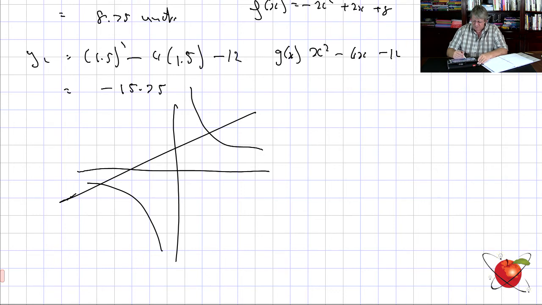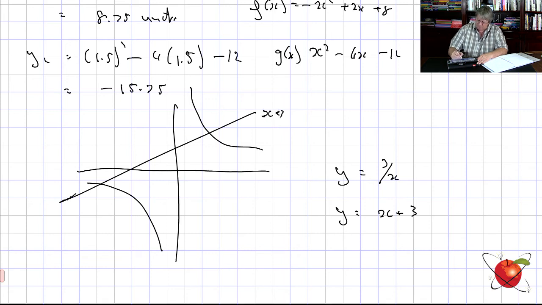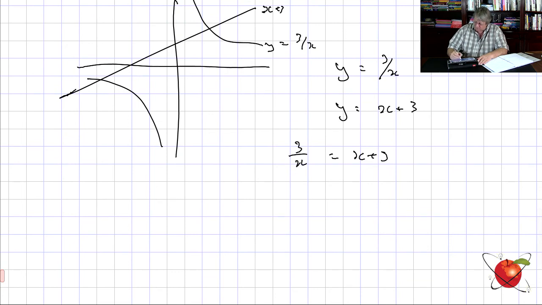Remember, this is going to be, let us say, y is equal to 3 over x, and your other line, y is going to be equal to, let's say, x plus 3. This is x plus 3. This is y is equal to 3 over x. When you're working with hyperbolas, you're going to get 3 over x equal to x plus 3. Remember the trick to solve this? Multiply through by x.